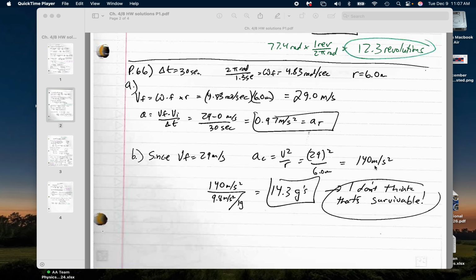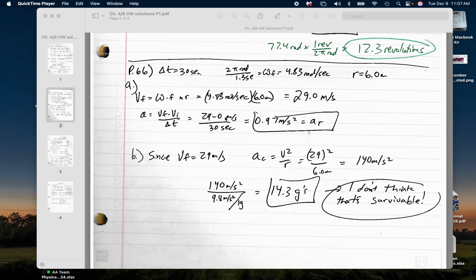So basically, we're going to go from 0 to 4.83 radians per second. That ends up being 29 meters per second. And so now I can just do 29 meters per second divided by 30 seconds. That's 0.97 meters per second squared. It says tangential acceleration, so we need meters per second squared.